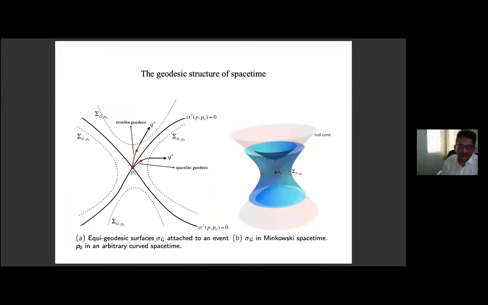So basically, this summarizes most of the tools that I want to build up my effective metric from. There's a point P naught, you send out time-like or space-like geodesics. We'll focus. You construct surfaces of constant geodesic distance. The geometry of those surfaces is what you will use to impose the two conditions shown here.